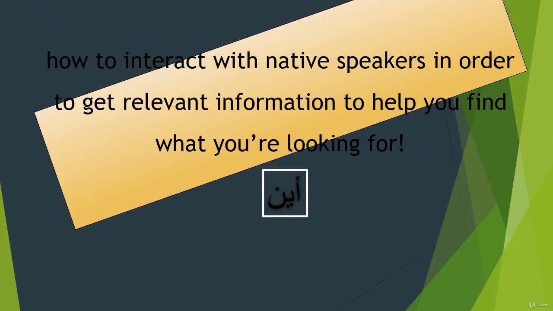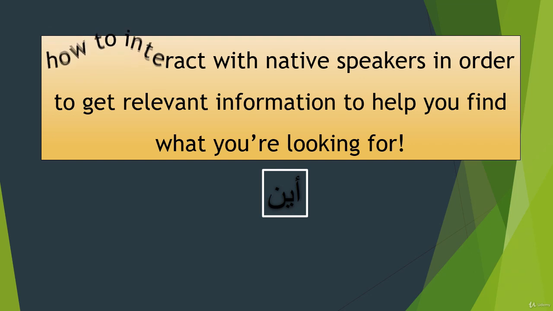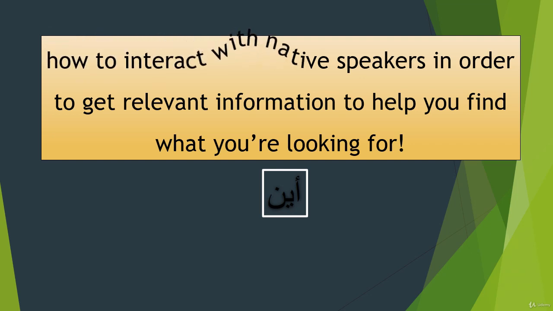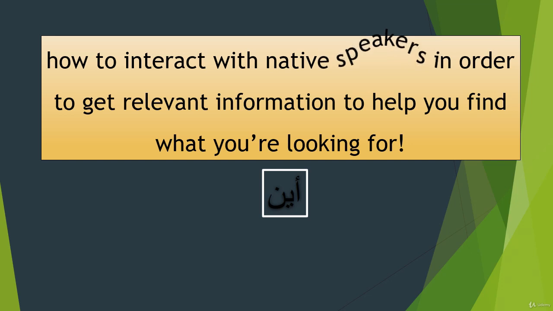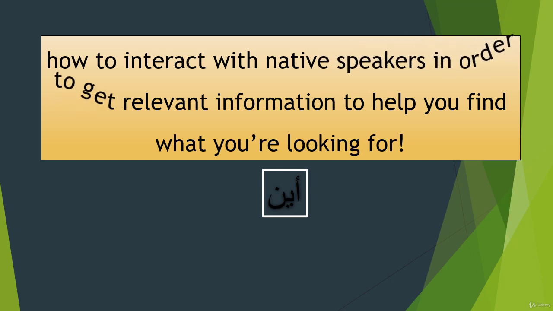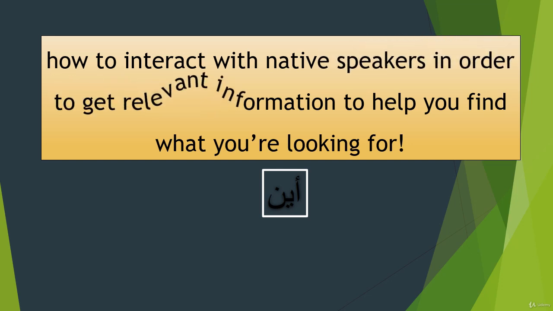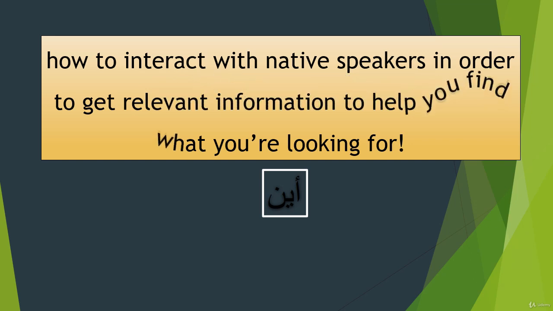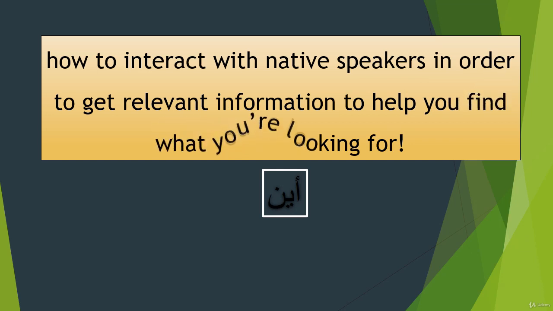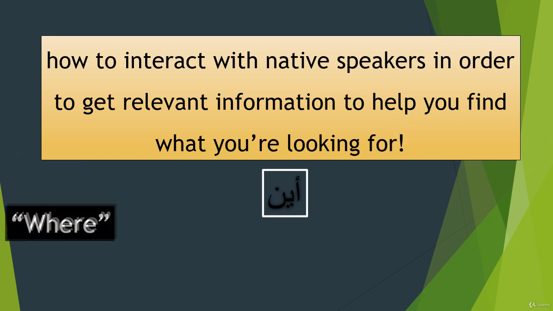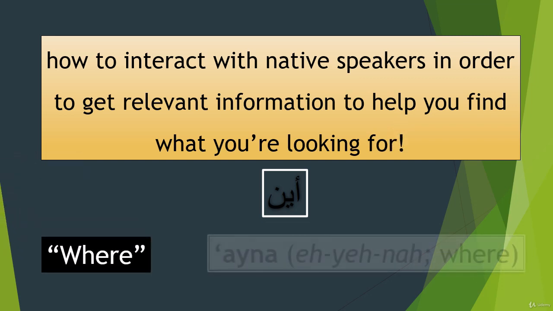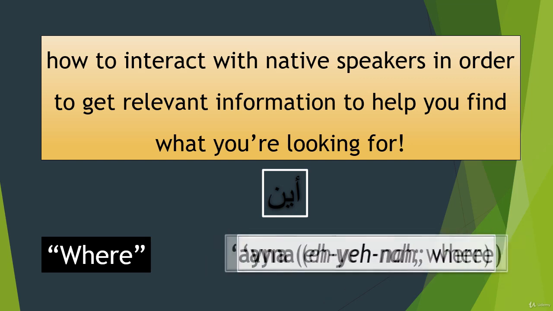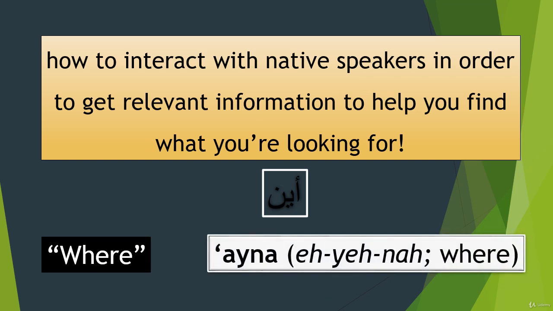In this part, I tell you how to interact with native speakers in order to get relevant information to help you find what you are looking for, focusing on the where in order to ask for and give directions. You need to be able to answer and ask where questions. The best way to get directions related information from Arabic speakers is to ask أين, where, questions. Luckily, the structure of the أين question is relatively straightforward. You use أين followed by the subject.